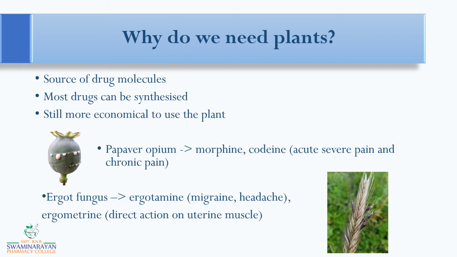Why do we need plants? Plants are the major source of drug molecules. Most of the drugs are obtained from plant sources, and there is also an economic reason. Examples: papaver, opium, morphine, codeine. These are the constituents obtained from papaver opium. Ergot fungus gives the drugs ergotamine and ergometrine. Ergotamine is used in migraine headache, and ergometrine has a direct action on uterine muscles.